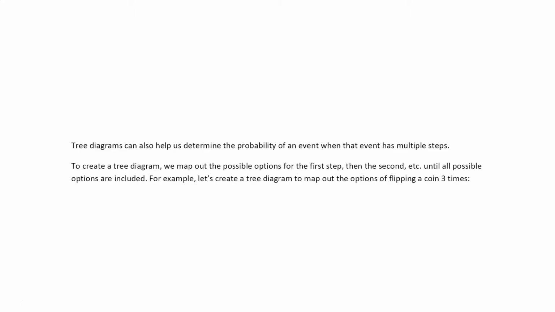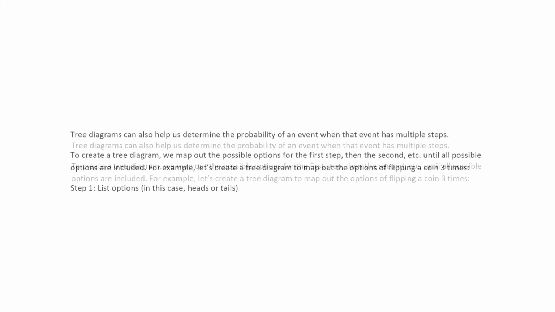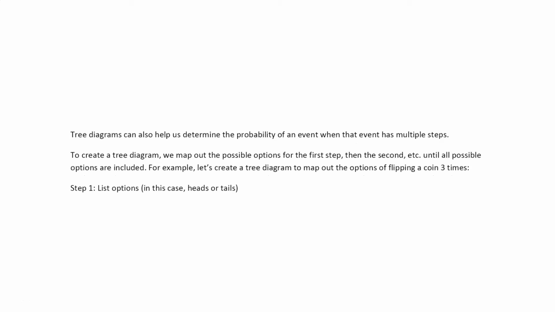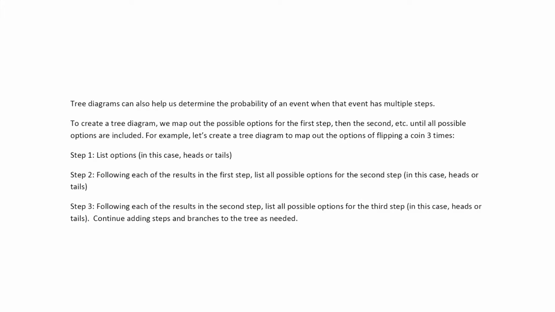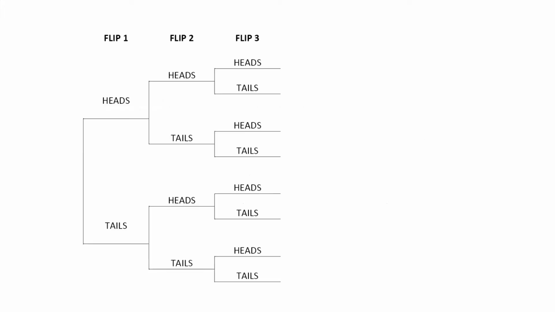For example, let's create a tree diagram to map out the options of flipping a coin 3 times. Step 1. We list out the options, which in this case are just heads or tails. Then step 2. Follow each of the results in the first step, and again list all the possible options for the second step. In this case, because we're just flipping a coin, it will be heads and tails again. And so on for step 3, we repeat that process. And we continue adding steps for as long as necessary to complete the tree. Let's take a look at what that looks like.